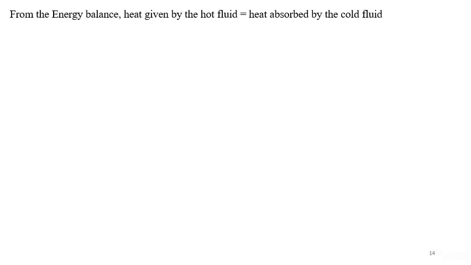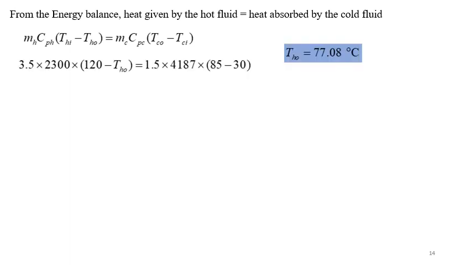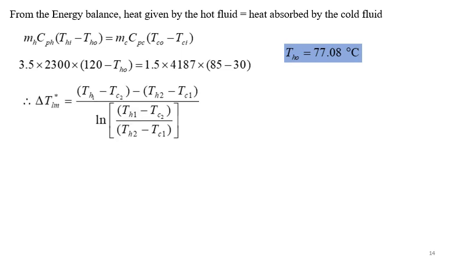From the energy balance, we know that the amount of heat given by the hot fluid is equal to the amount of heat absorbed by the cold fluid. So mH CpH into THI minus TH0 is equal to mC CpC into TC0 minus TCI. Here the mass flow rates of hot and cold fluid are known, and the inlet temperature of hot fluid is known. The outlet temperature as well as inlet temperature of cold fluid is also known. So we can find the unknown temperature by equating this. TH0 is equal to 77.08 degrees centigrade. That is the value for the unknown temperature. Now after finding this, we can calculate LMTD for counter flow, equate all the values, and we get LMTD 40.74 degrees centigrade.